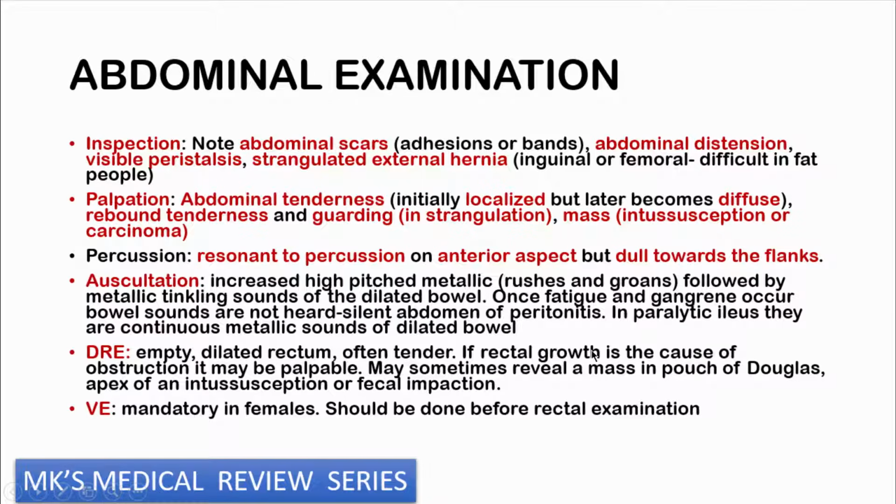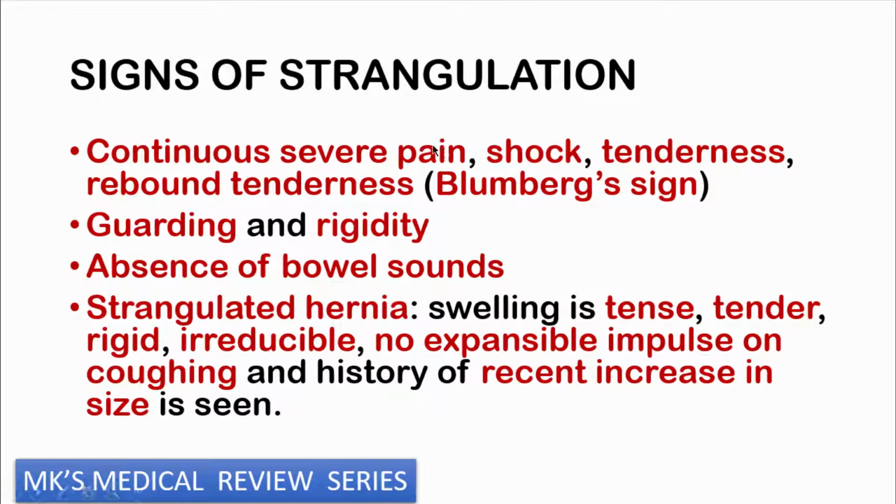And sometimes you may have a mass in the pouch of Douglas, or you may even palpate the apex of the intussusception, or you may note that there's some fecal impaction where you see hard stool in the rectum. Of course, you have to disimpact and remove it manually. It's a very nasty thing to do. Then you may also do a vaginal examination, which is obviously mandatory in females, and you should do this ideally before your rectal examination.